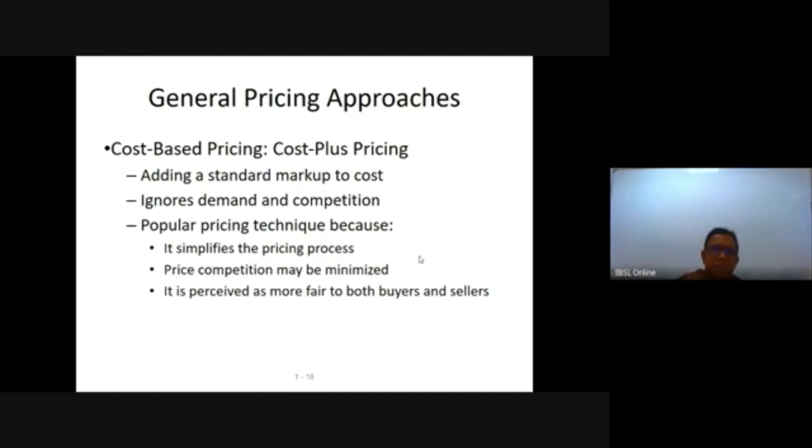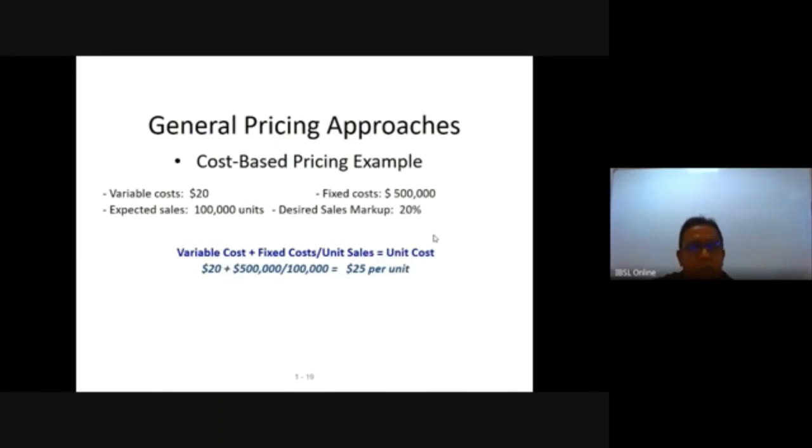It is a popular pricing technique because it simplifies the pricing process. Price competition may be minimized. It is perceived as more fair to both buyers and sellers. So it is one way to approach pricing. Say variable cost is 20, fixed cost is 500. So this is how you calculate unit cost. Unit cost is variable cost plus fixed cost divided by unit sales.